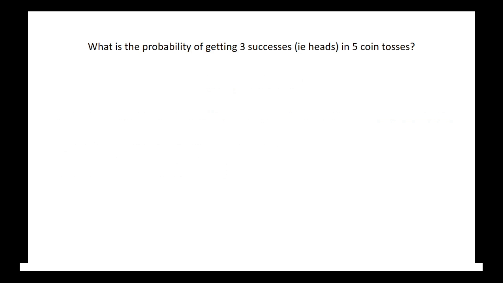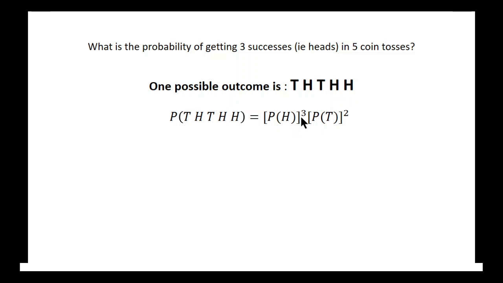For that, we will answer the question, what is the probability of getting 3 successes, that is heads, in 5 coin tosses? Consider one of the possible results where we get 3 successes in 5 coin tosses, such as TH, THH. The probability of getting this result is probability of heads raised to the power of 3 times the probability of tails raised to the power of 2.